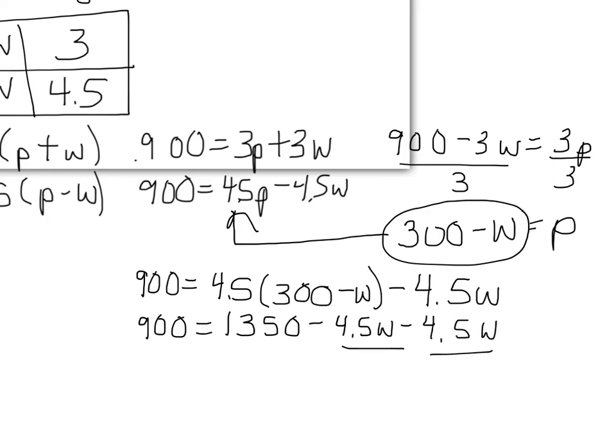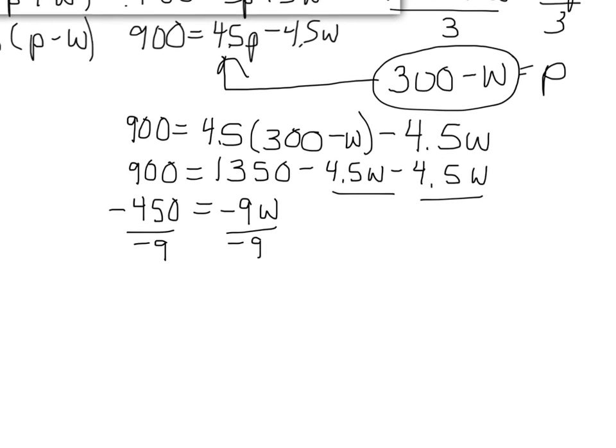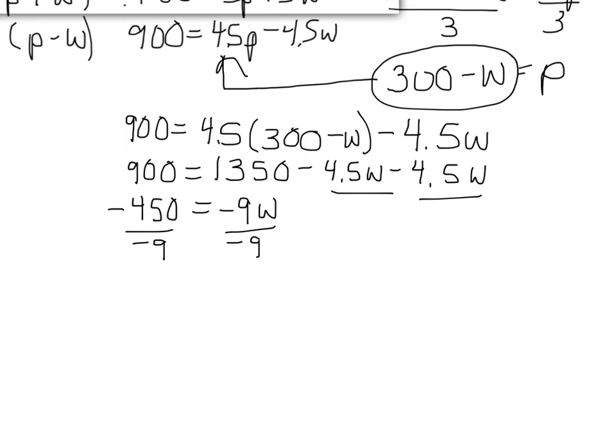Let's combine our like terms. Let's subtract the 1350 from both sides. 900 minus 1350 is negative 450, equals negative 9w. Divide both sides by negative 9, and we get positive 50 equals w. That's a 50-mile-an-hour wind. That's a pretty good wind.